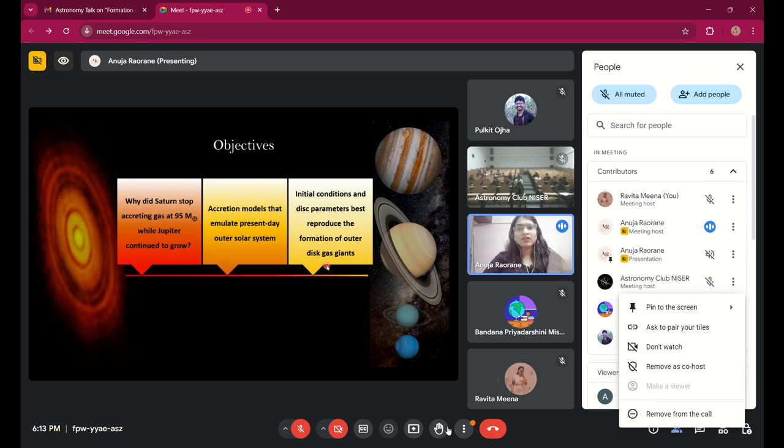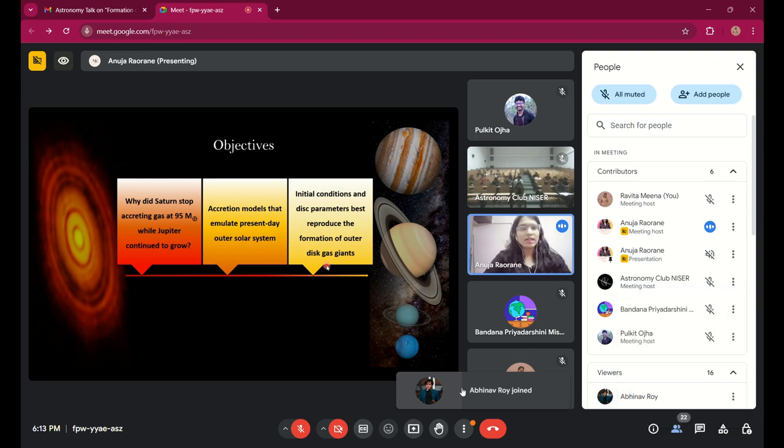So the objectives of this project: we have a protoplanetary disk, we have gas giants, and now we want to answer three questions. That is, why did Saturn stop accreting the gas? What are the accretion models? In the accretion slide, if you remember, there was pebble accretion and planetesimal accretion. And what are the initial conditions and disk parameters that best reproduce the formation of outer disk gas giants?